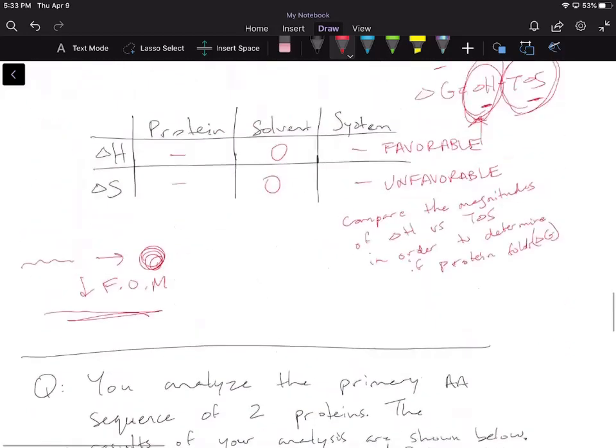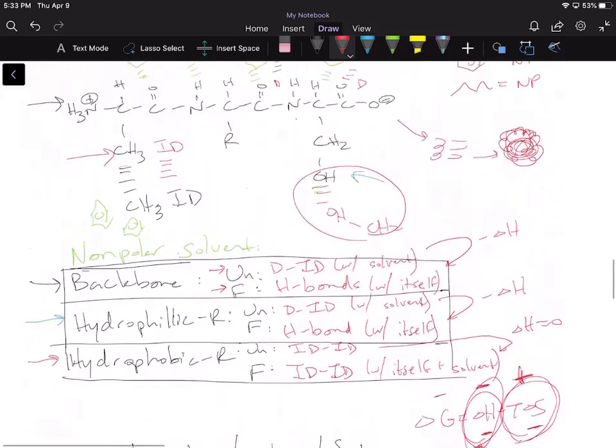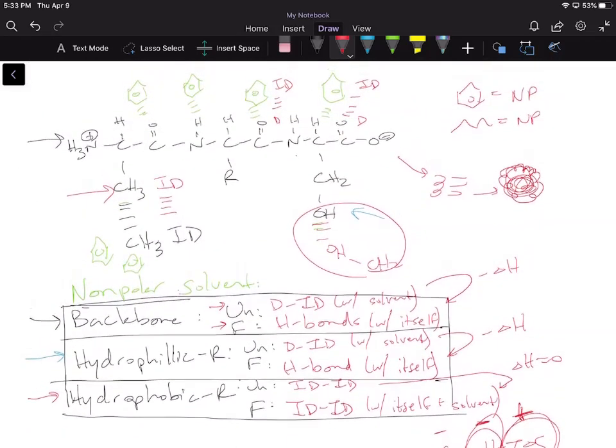So going back to our delta H from the video, notice how we said that, okay, the backbone, we're going from dipole-induced dipole bonds to H bonds. Okay, so that led to a negative delta H because forming H bonds releases more energy, which leads to negative delta H. Hydrophilic R groups also formed H bonds after folding, which again is stronger bonds in the folded versus unfolded state, which is also negative delta H. And then hydrophobic R groups, we basically went from induced dipole to induced dipole, so the delta H was roughly 0.